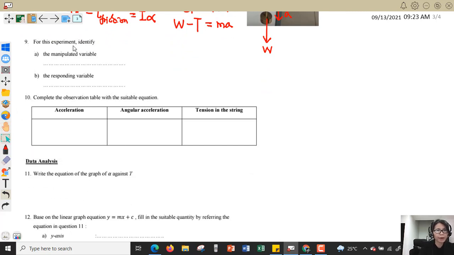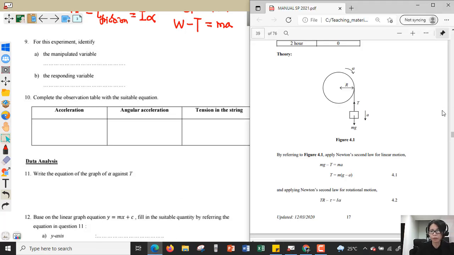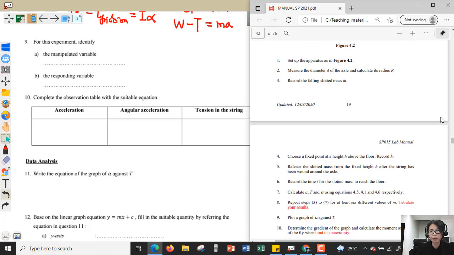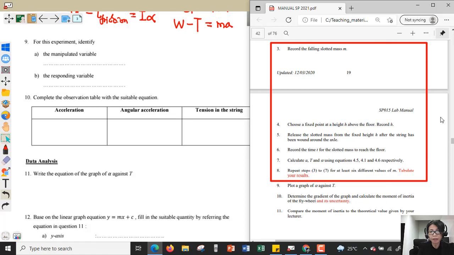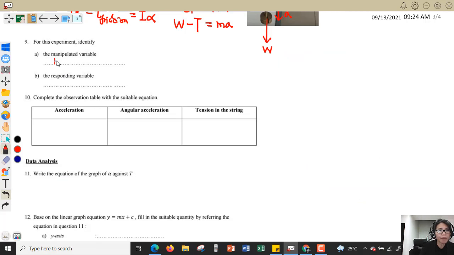Question 9. For this experiment, identify the manipulated variable and the responding variable. You might refer to the procedure. If you refer to procedure 3 until 7, you will find that you need to record the falling slotted mass m. Then you release the slotted mass from a fixed height h, and record the time for the slotted mass to reach the floor. You are going to repeat steps 3 to 7 for at least 6 different values of m. So the manipulated variable here is the mass, and the responding variable is the falling time, t.